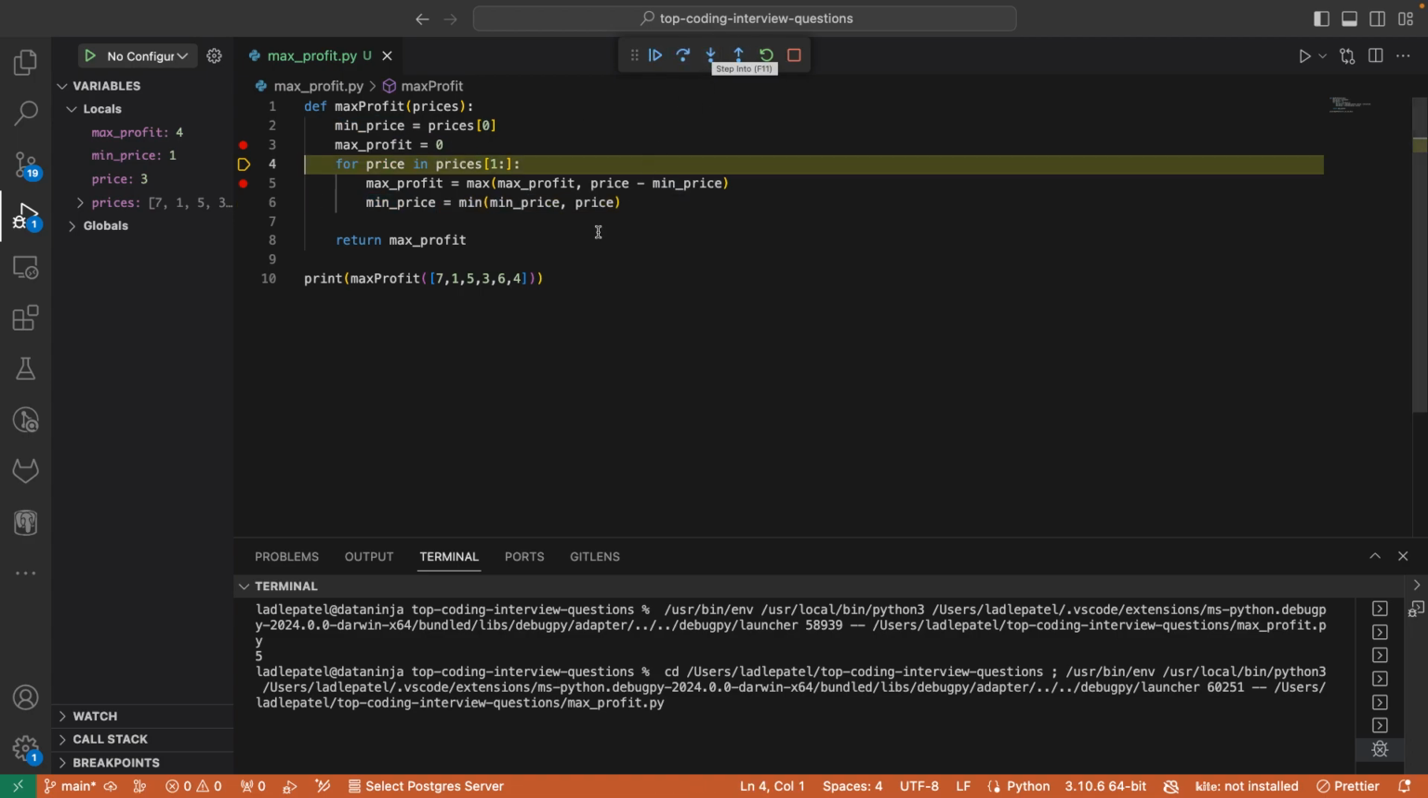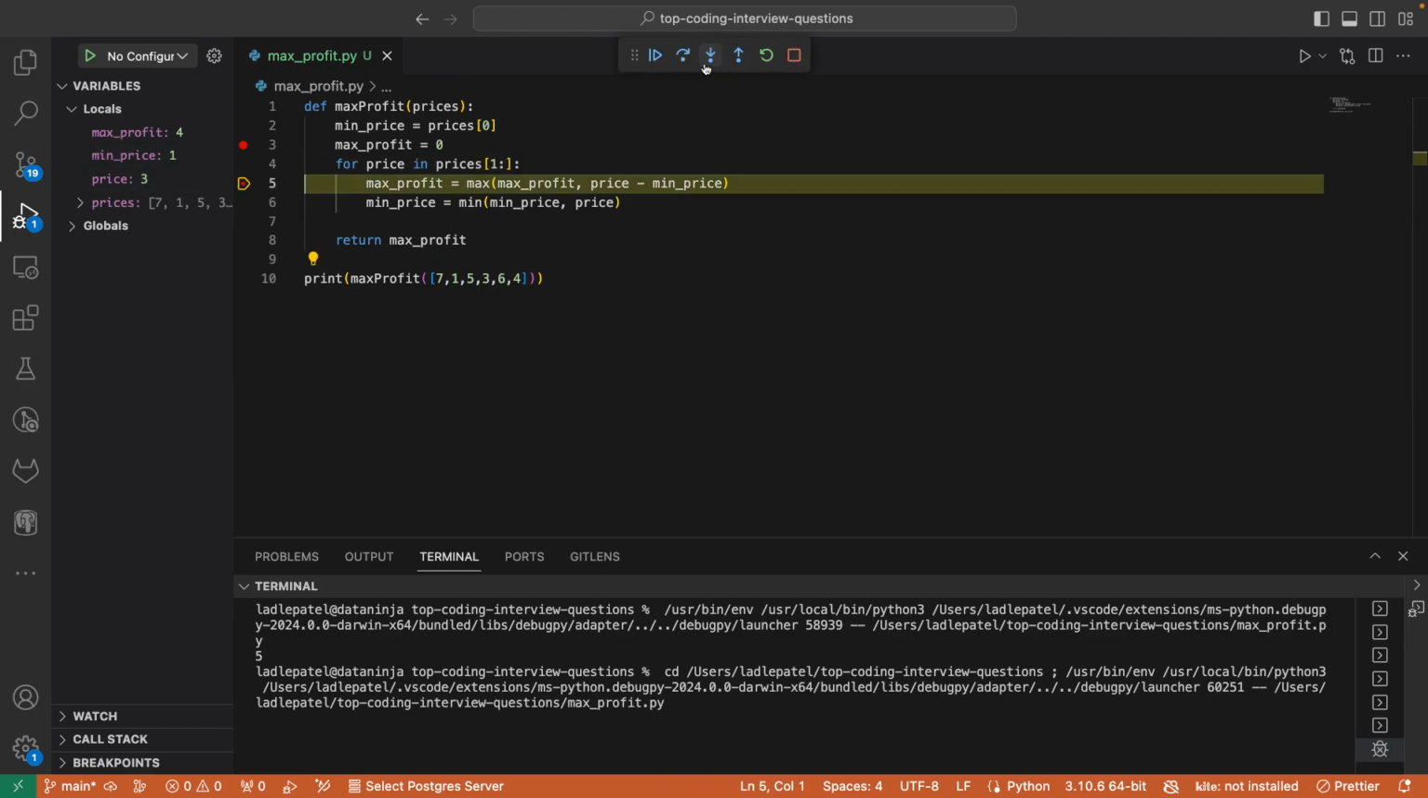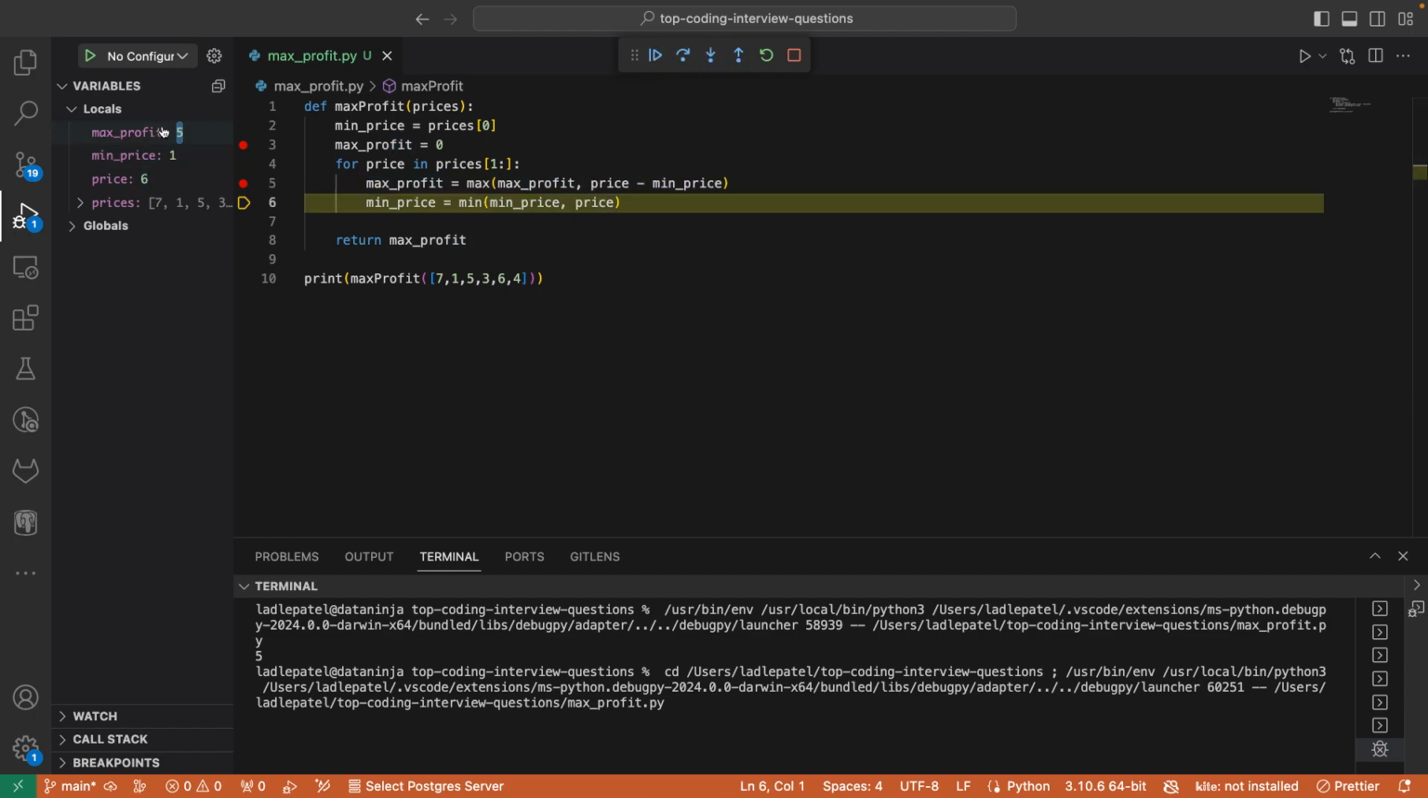All right. Now next element is 6. This is important. Price value is 6. Minimum price is still 1. So the profit what you get is here 5. What's the maximum profit you had before? 4. Now 5 and 4, what's the maximum? 5 is the maximum. You change the value. 5 is the maximum.